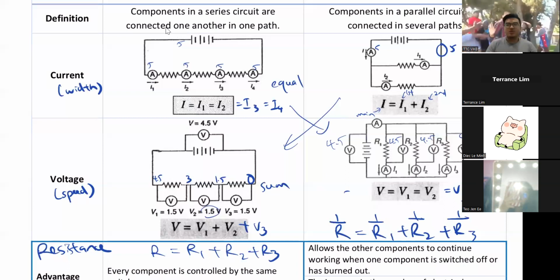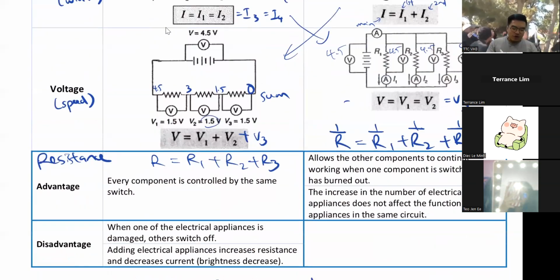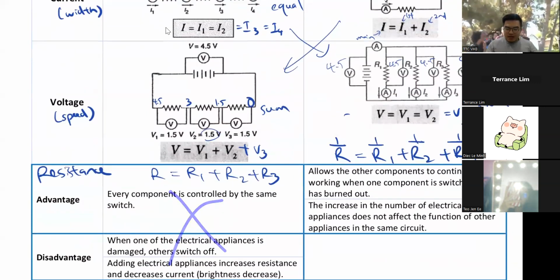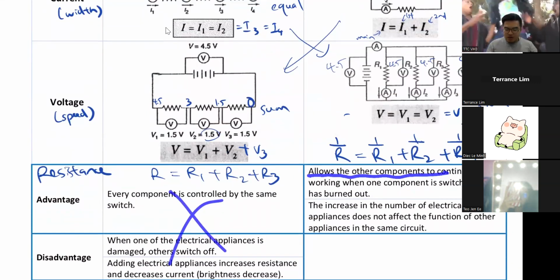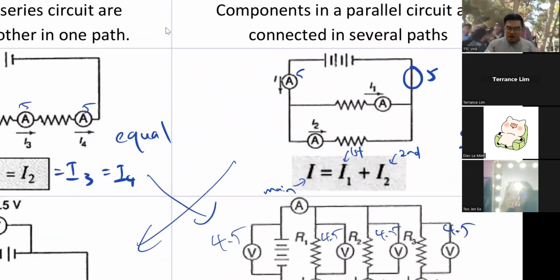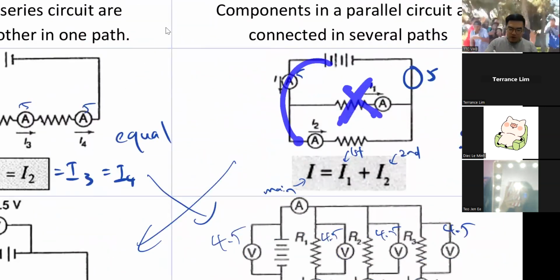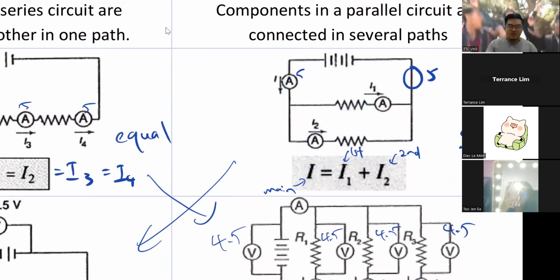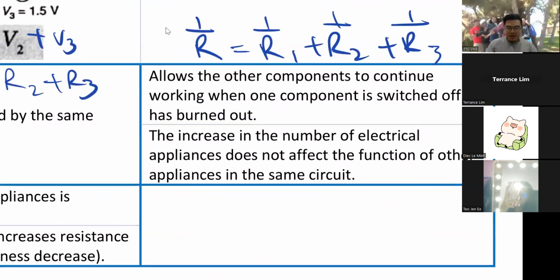You will never know which one broke. That is why we don't use series, but we use parallel. You see, parallel is good. Parallel allows other components to continue working when one component is switched off or burns out. That means if this thing breaks, I still have a river going through here. This still lights up, so it doesn't affect anything.